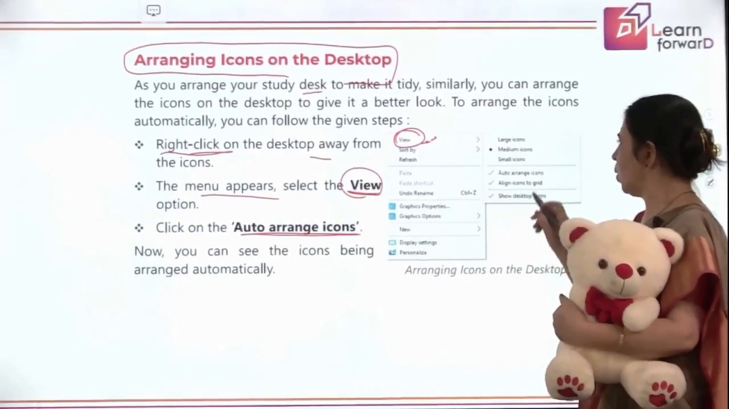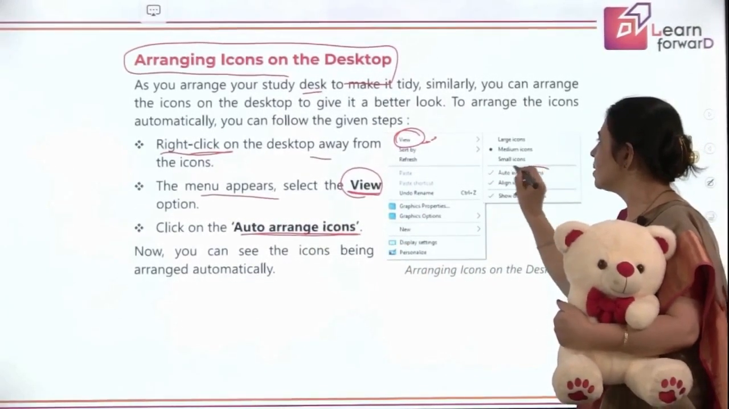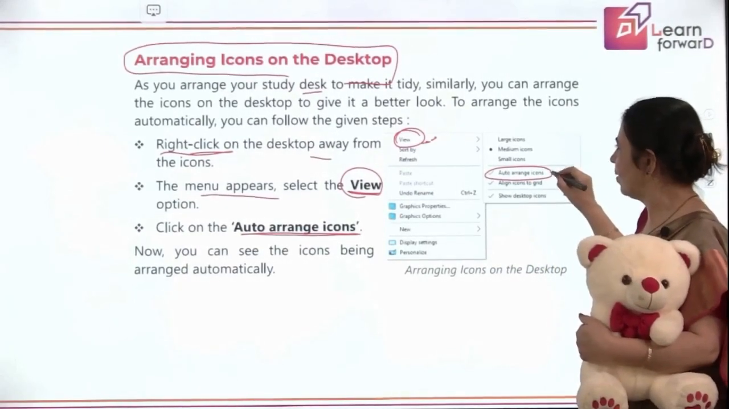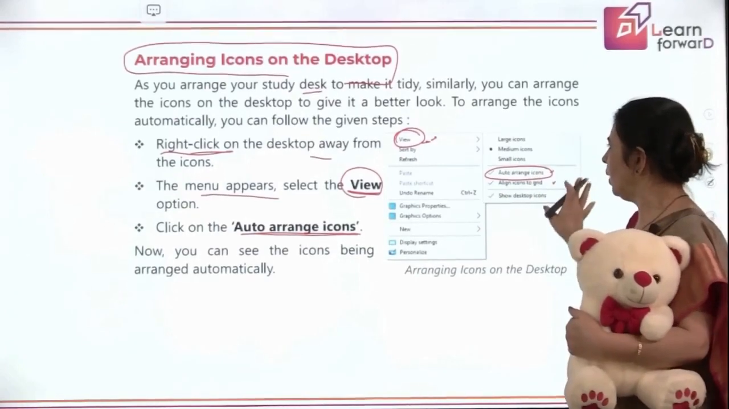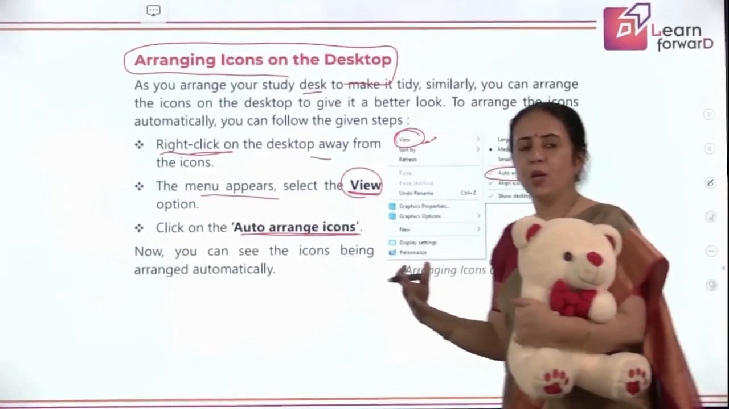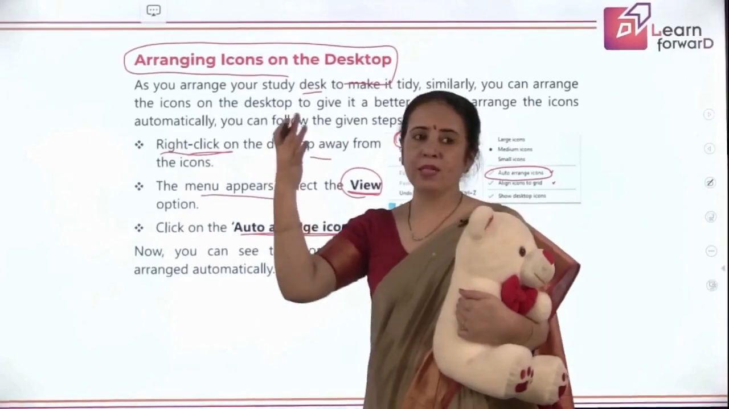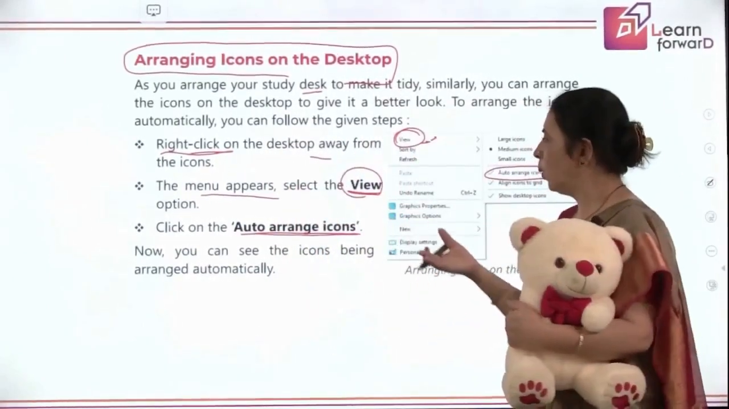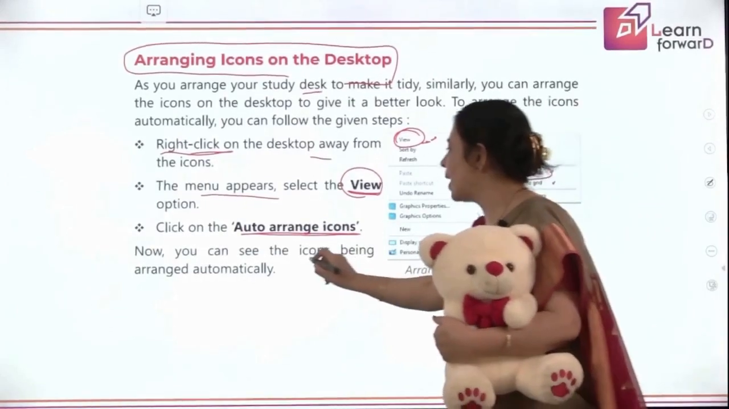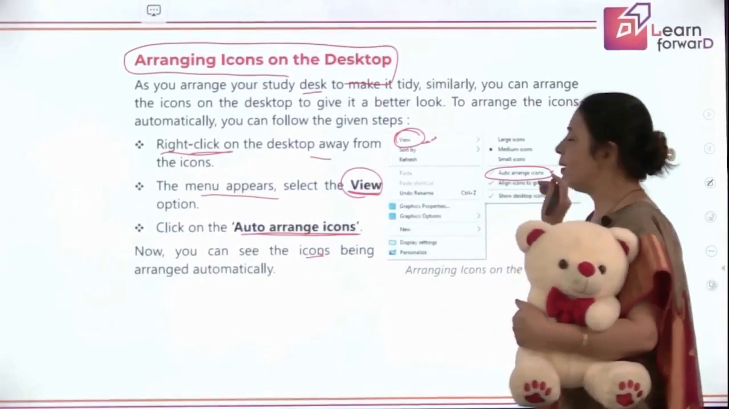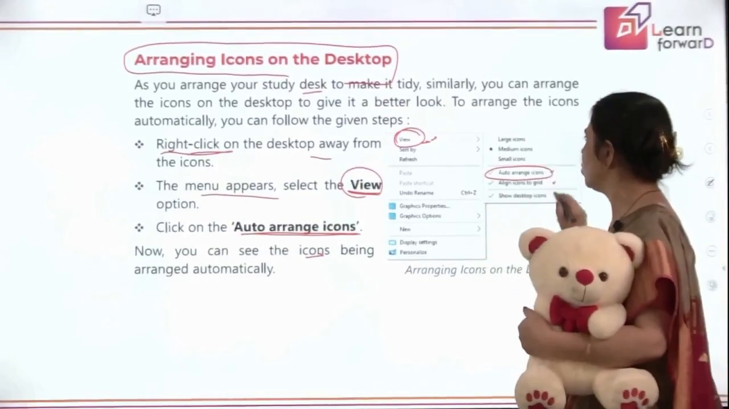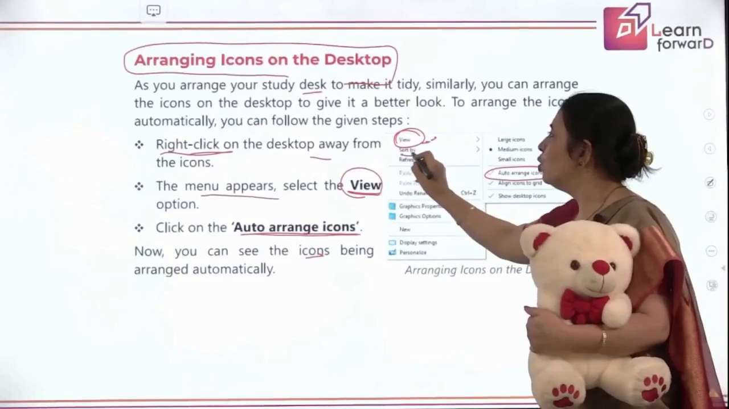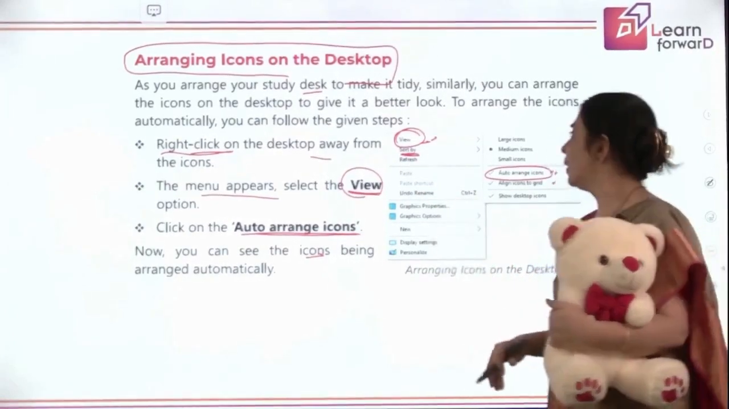Now, after this view option, you'll find auto arrange icons. So when you click on auto arrange icons, see, this is auto arrange icons. So whether you want to arrange them in a grid or you want to arrange them in alphabetical order, or as per the folder size, that's completely your choice. Okay. So now you can see these icons getting arranged, because you have chosen auto arrange, so it's going to arrange them automatically. But if you go for sort by, we'll learn it later.